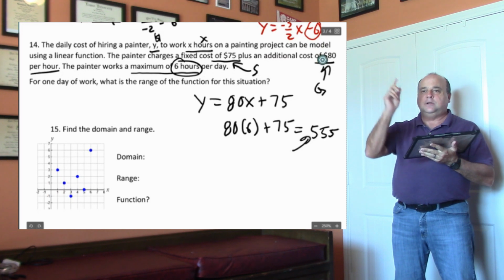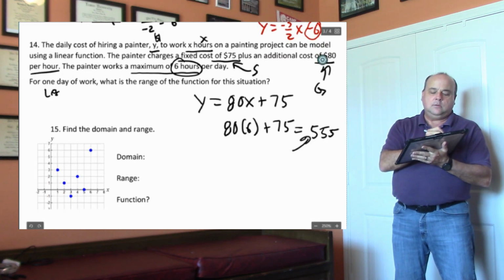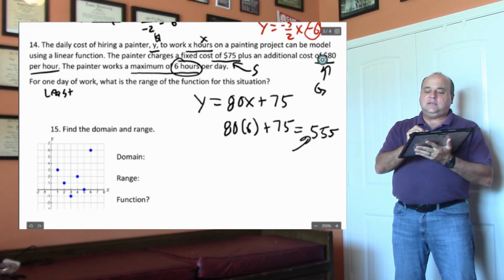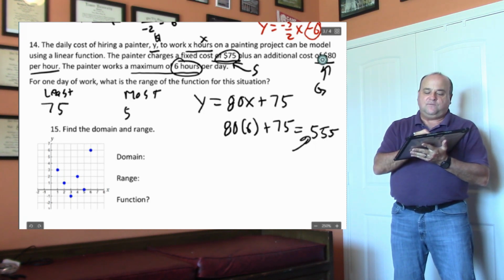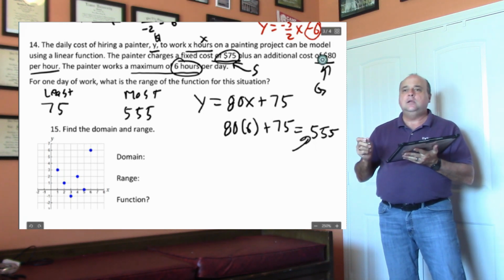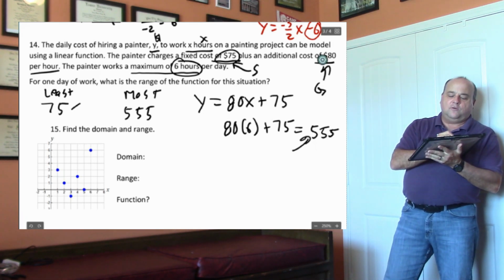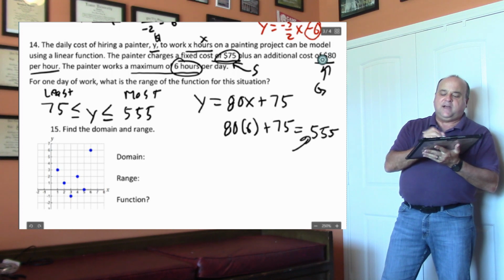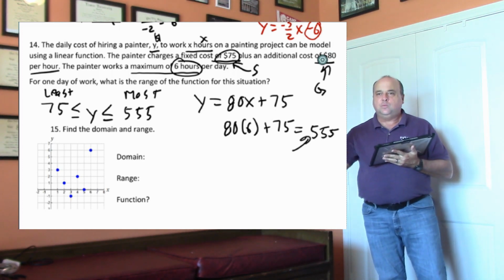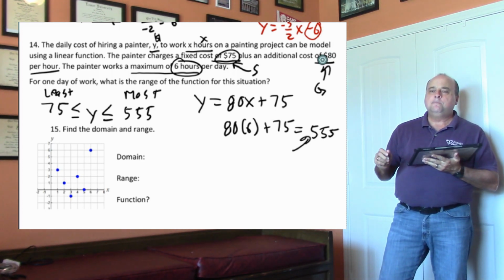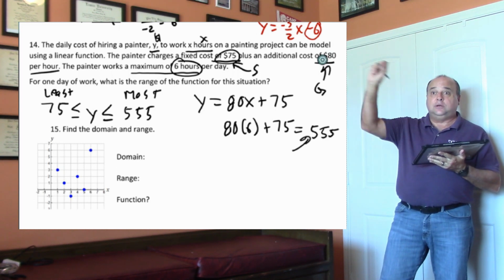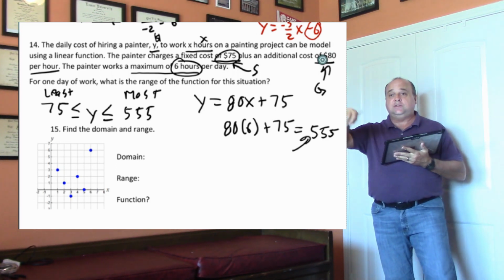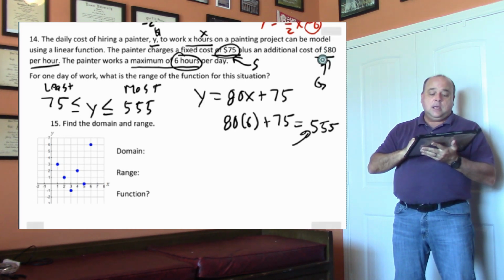Now then, please listen. Write down least. The least he makes is 75 bucks. The most he makes is $555. Okay? So his range is going to go from 75 to 555. That's what the range would look like, okay? His domain would go from 0 to 6. Because he's going to start at 0 hours and go to 6.